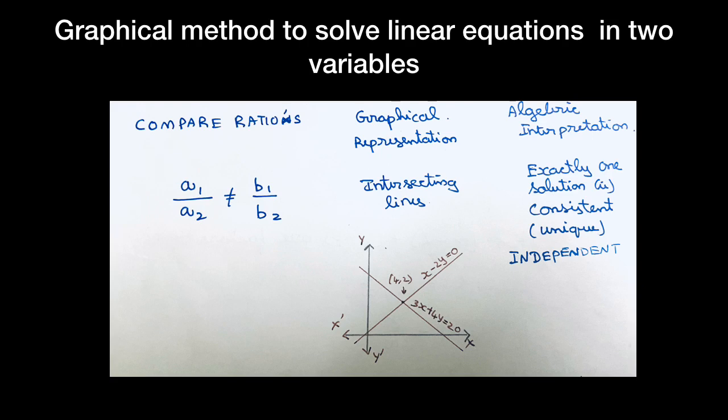And we can also just find out from the given linear equation, that is the coefficient a1 divided by a2 is not equivalent to b1 divided by b2. When this particular ratio is getting satisfied from the given equation, then the system is said to be consistent and it is also independent.